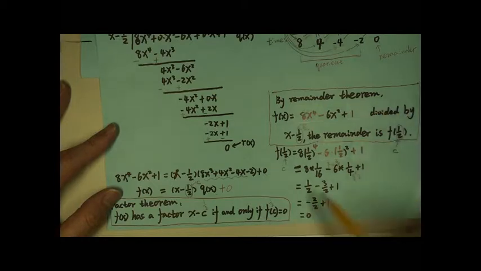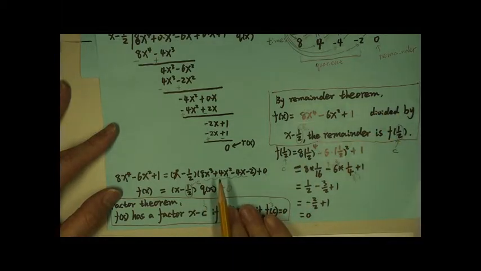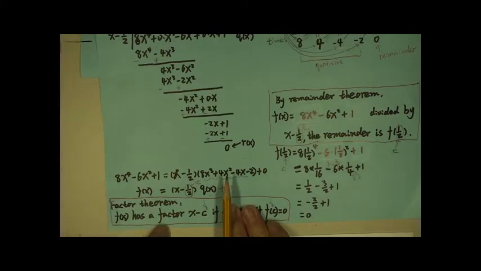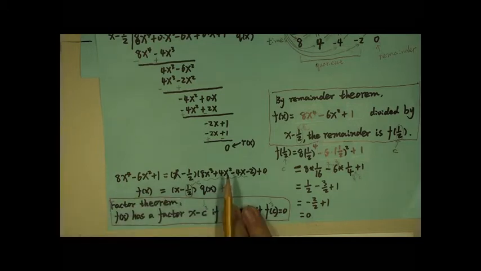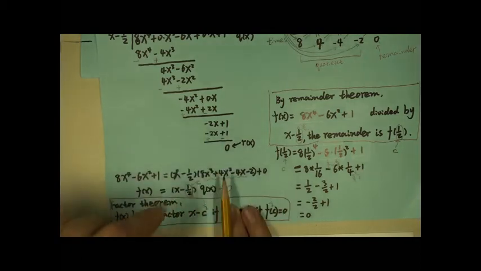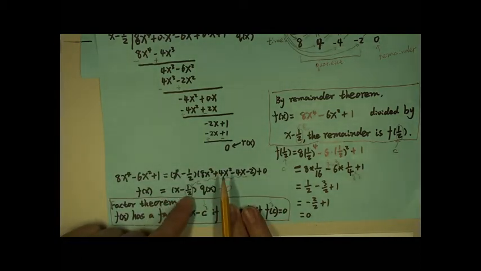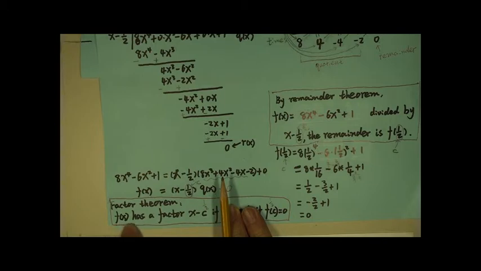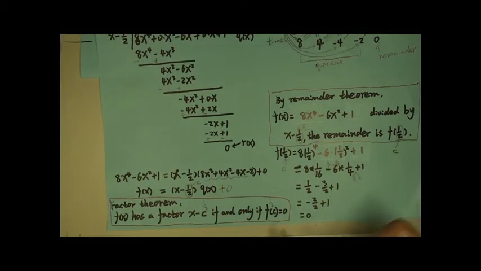Okay, so here we did one case: f of x has a factor x minus 1/2 if f of 1/2 is 0. Okay, we did that. We found f of 1/2 is 0. So then we are sure x minus 1/2 is a factor. So here is what it says. Okay, f of x has a factor x minus 1/2 if this one is 0. Now, what's the meaning of only if? And only if this is 0.